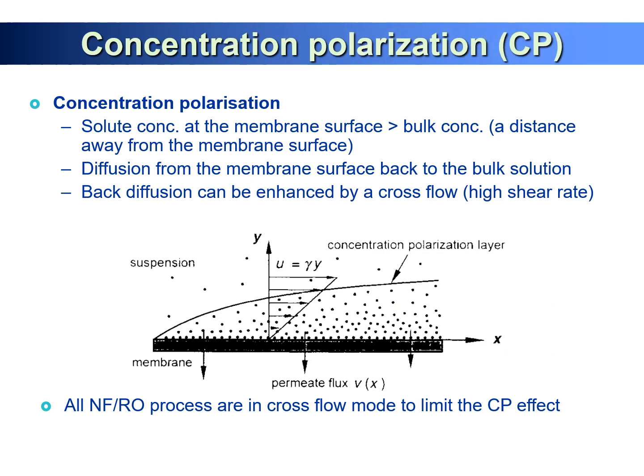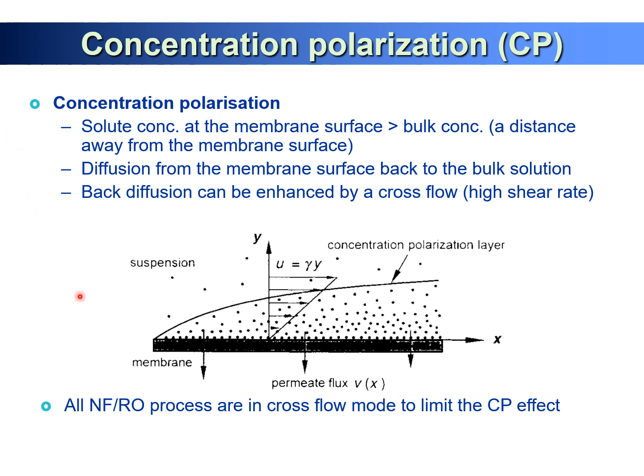And concentration polarization. This is very unique terminology for reverse osmosis membranes. So what's the meaning of this CP? Solute concentration at the membrane surface is higher than the bulk concentration a distance away from the membrane surface. So there is diffusion from the membrane surface back to the bulk solution. So back diffusion can be enhanced by a cross-flow with a high shear rate.